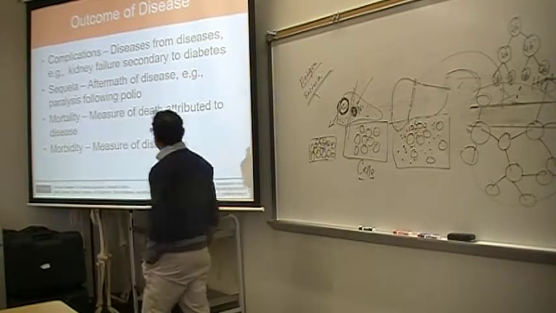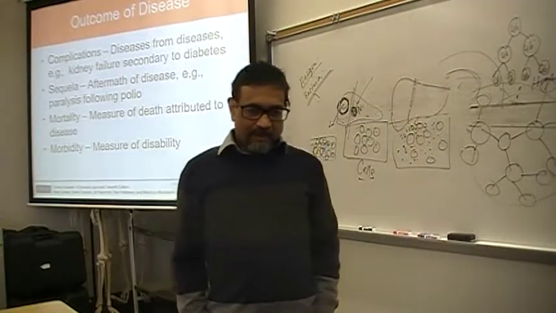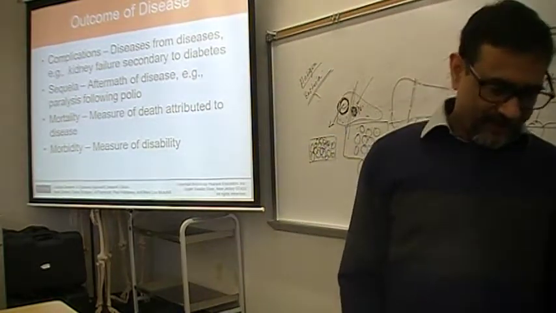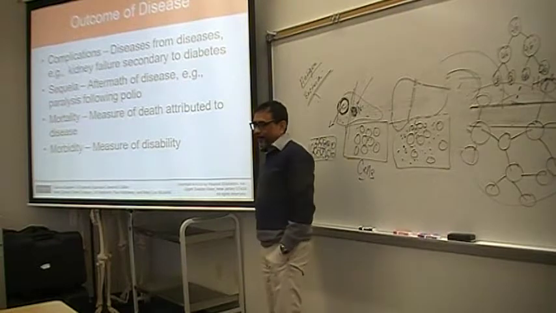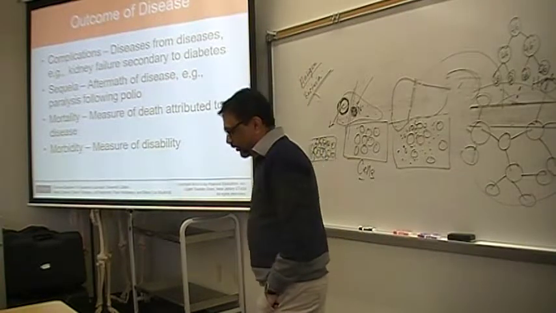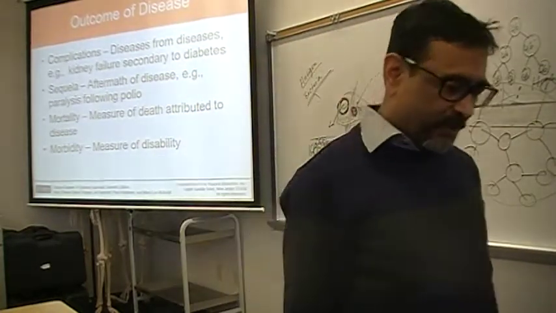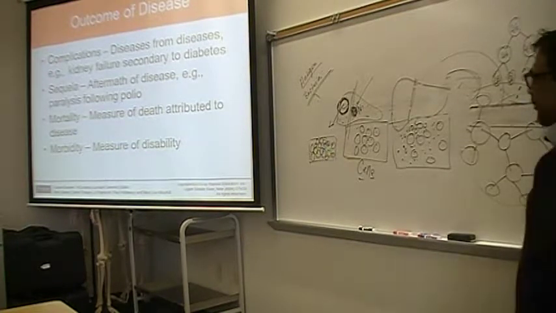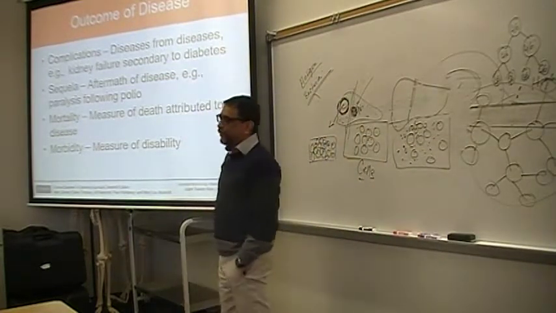Sequela is the aftermath of disease. Some diseases are cured, but after they're cured, they leave some complications in the body. For example, polio. Polio can lead to paralysis. So, if polio happens in early stage of life, that may cause paralysis, and even when the polio is gone, the paralysis stays there for the rest of the life. So that is the sequela.